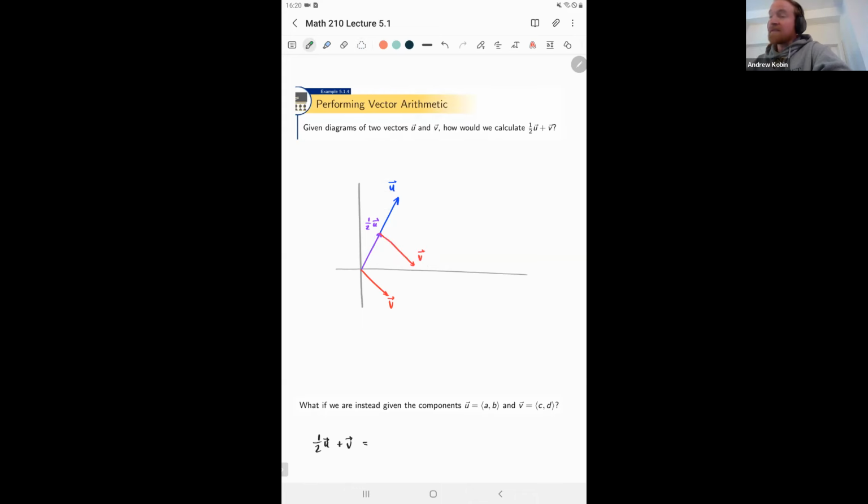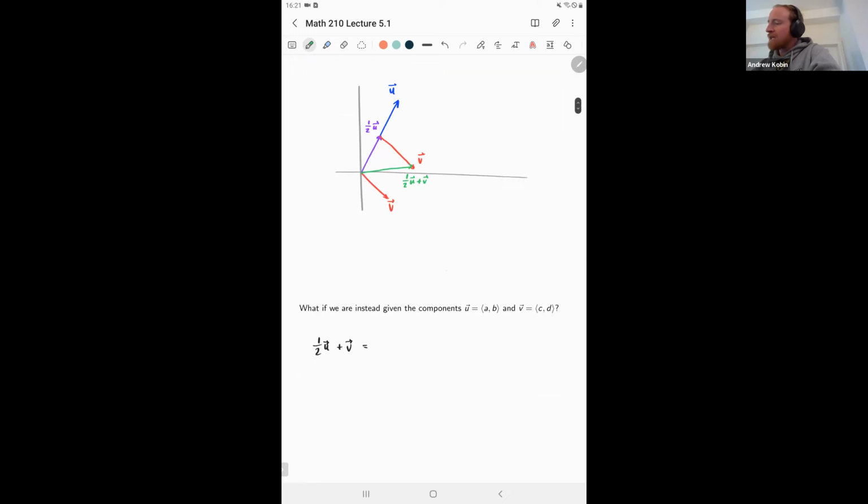And in order to get the sum of these two vectors, the purple one, 1/2 u, and the red one, v, I'm just going to do end-to-end addition and draw a new arrow that starts at the origin, the starting place of the purple arrow, and ends at the same place as the red arrow. So that's 1/2 u plus v. So that's how we do things geometrically.